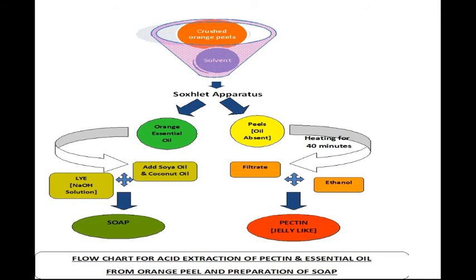Now I will tell you how to prepare soap bar from orange peel. Weigh 10 grams of orange oil and 10 grams coconut oil into a small beaker and set aside. Weigh 5 grams sodium hydroxide pellets and mix it with water. Mix well to prepare lye.